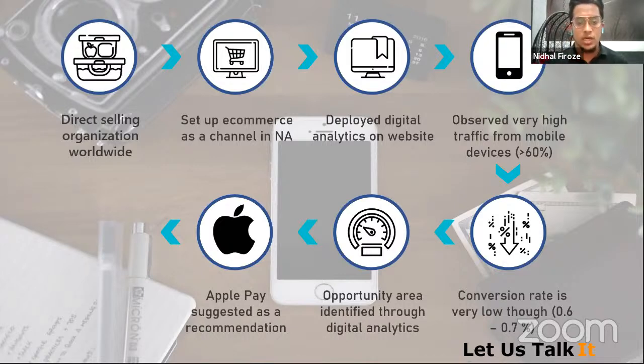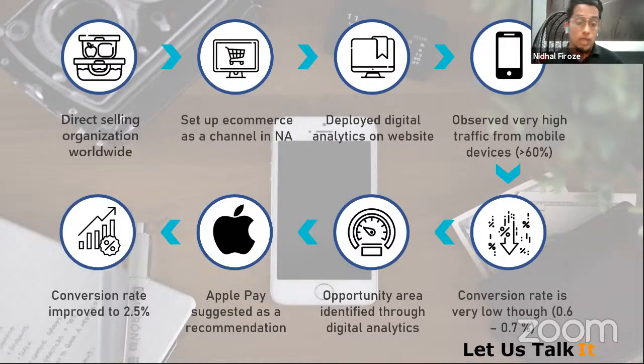Which is a very quick checkout kind of process, and it helps to make the payment very quickly. And that improved the conversion rate to 2.5 percentage. Now, if you're wondering, from 0.6 to 0.7 percentage, it improved to 2.5 percentage. That's not a big deal. Imagine when the denominator of conversion rate, or the amount of visitors is so huge, and you are converting almost more than 2 percentage of that into customers. That's a huge bump in revenue, right?